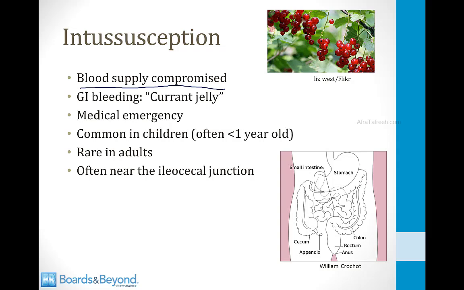This can cause necrosis and bleeding, and the patient will present with GI bleeding that is classically described as appearing like currant jelly. If you don't know what a currant is, it's a type of plant. This is a picture of some currant on the screen here. And the GI bleeding that occurs in intussusception will be thick and red like currant jelly. This is a medical emergency and it's common in children, often less than 1 year old. It's very rare in adults.